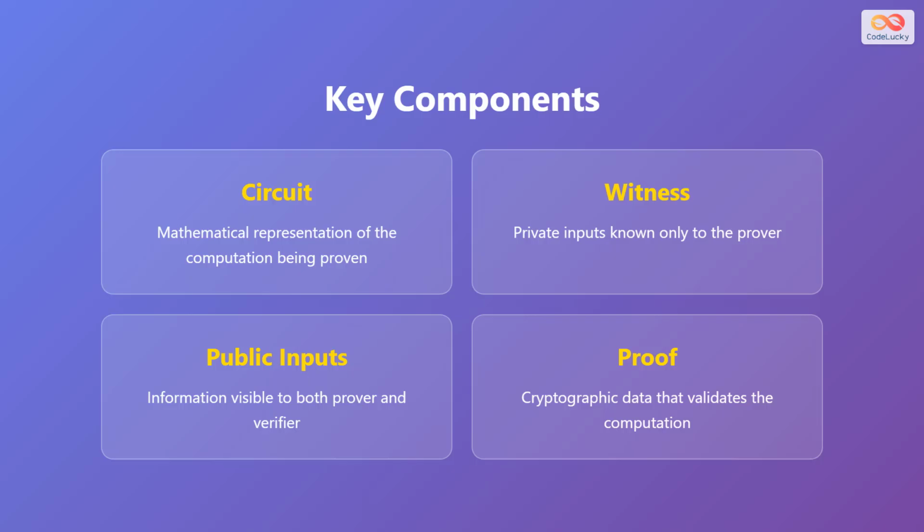Understanding zk-SNARK requires familiarity with four key components. The circuit is a mathematical representation of the computation being proven, essentially translating the problem into a format that can be processed cryptographically. The witness consists of the private inputs that only the prover knows. Public inputs are pieces of information that both the prover and verifier can see. Finally, the proof is the cryptographic data that validates the entire computation. These components work together to create a complete proof system that maintains privacy while ensuring correctness.